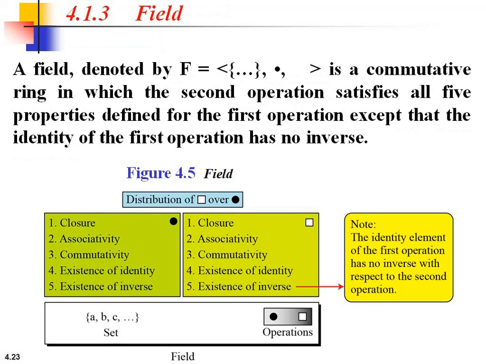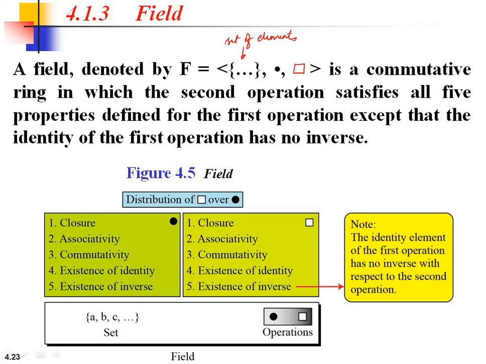And then we have the third type of algebraic structure, that is field. So a field is denoted by, again, the same type of notation. We have some set of elements, and we have two operations, the first operation and the second operation.